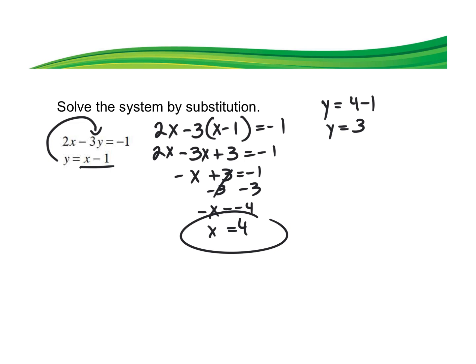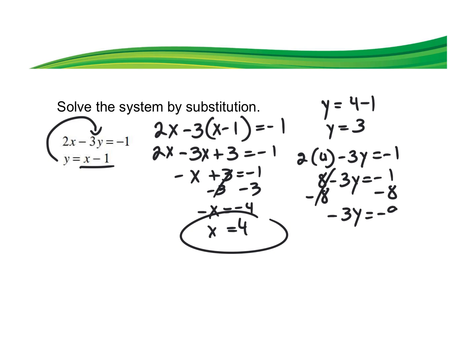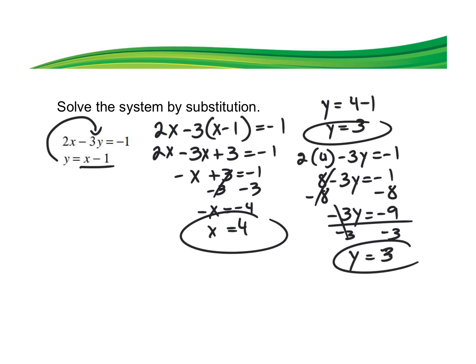If you happen to have plugged it into a different equation, I'm going to plug it into the other one as well. 2 times 4 minus 3y equals negative 1. 8 minus 3y is equal to negative 1. Subtract 8, subtract 8. So I get negative 3y is equal to negative 9. Divide by negative 3 on both sides, and I end up with y is equal to 3. So we end up with the same y for both. That's why it doesn't matter which one you plug into first, and again, as long as it's the original.